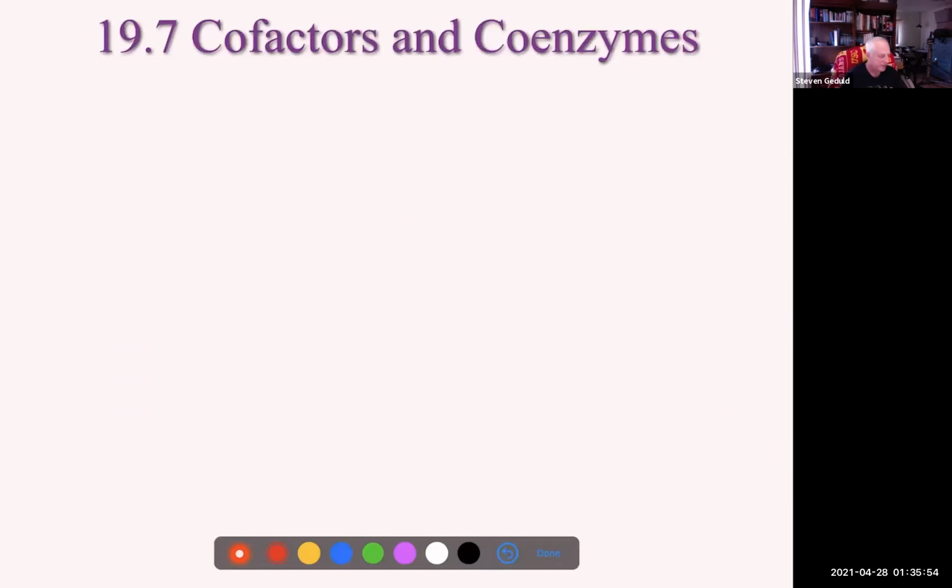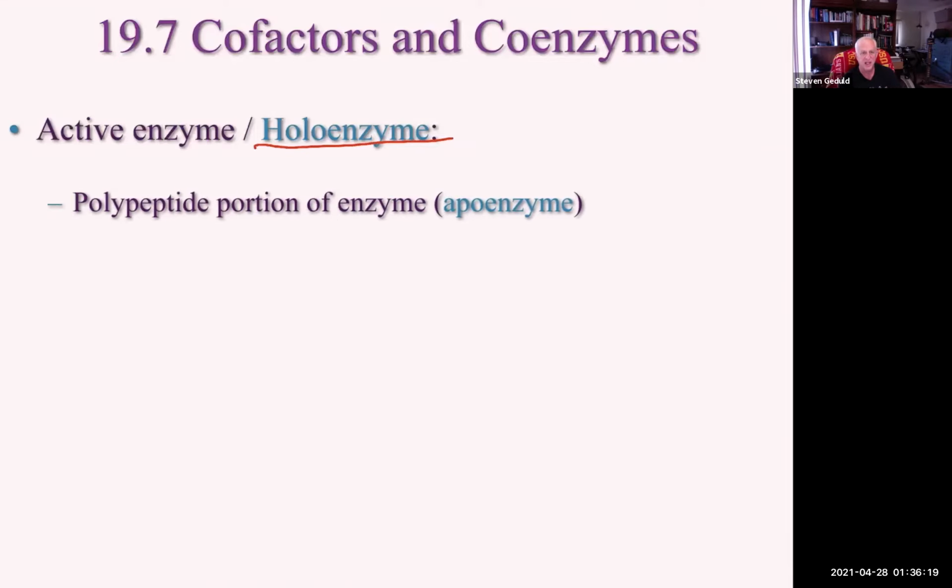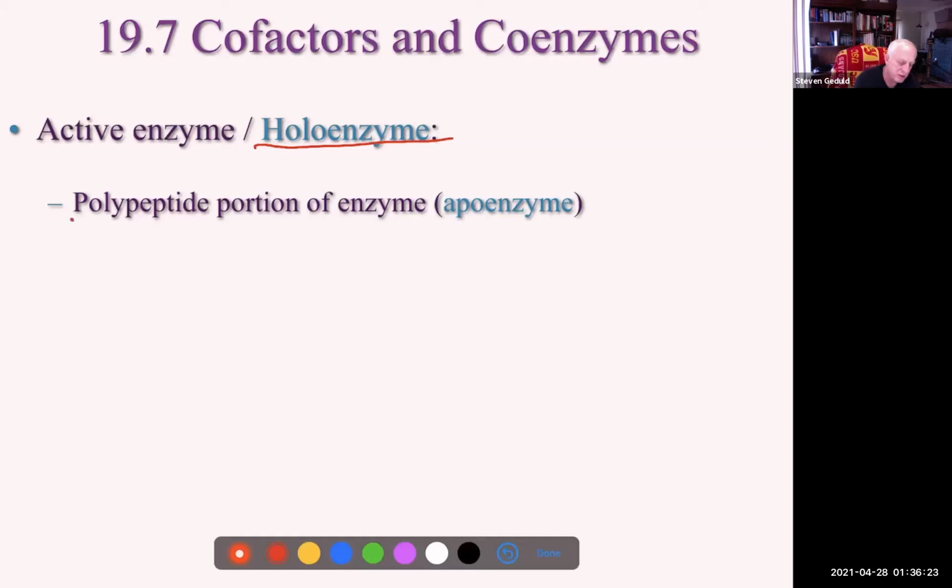Cofactors and coenzymes. Enzymes usually work with other vitamins or other factors in the body to produce their effects. An active enzyme is called a holoenzyme. That's your active enzyme, because a lot of enzymes aren't produced as active until they get to the point where they're supposed to have their effect. The polypeptide portion of the enzyme, which is your amino acid chain, is called an apoenzyme.